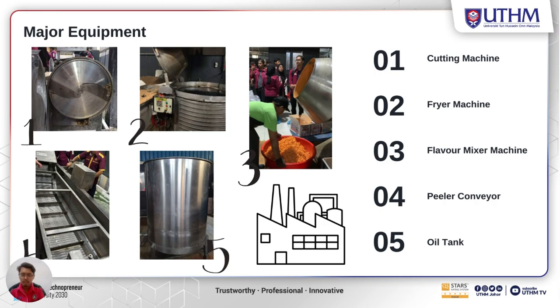Number four is the dealer conveyor, also used in the processing of the raw materials. And number five is the oil tank to store the oil. That's all for facility description. Thank you.